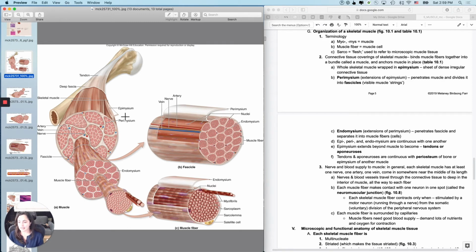And then, like I said, once you get out to the epi, it will then be continuous with the tendon, which will then weave into the periosteum of the bone. So this makes a really, really strong association with skeletal muscle, so that it's really unlikely to get blown apart, even in someone who's got big, beastly muscles that can take a lot of tension.